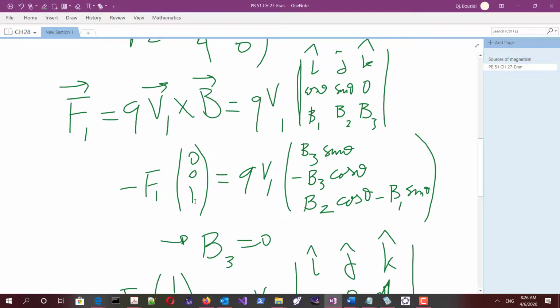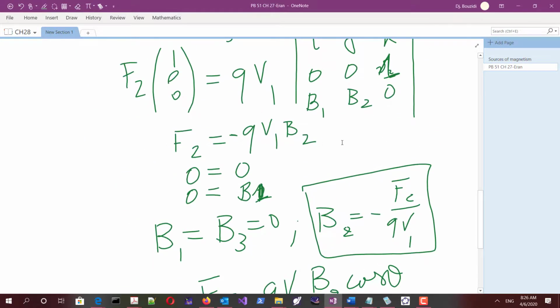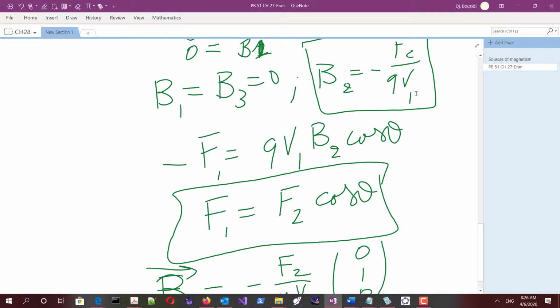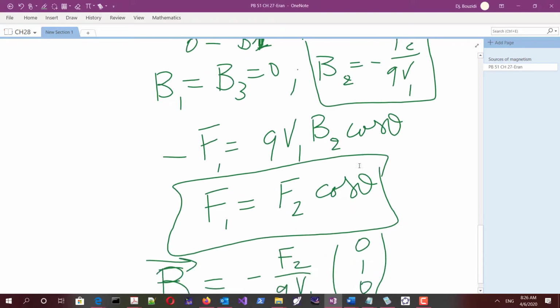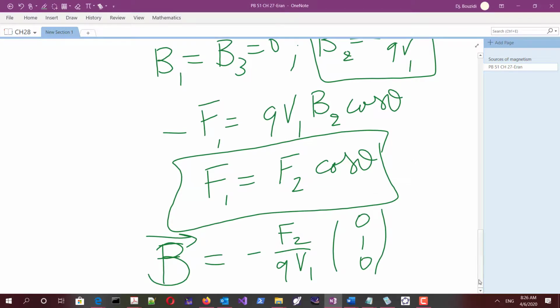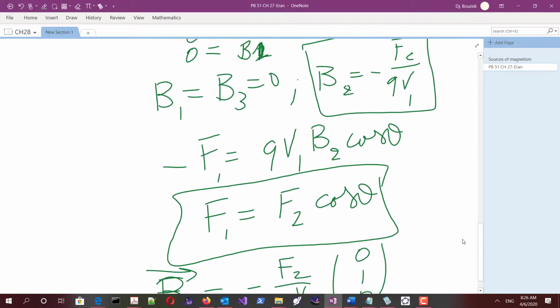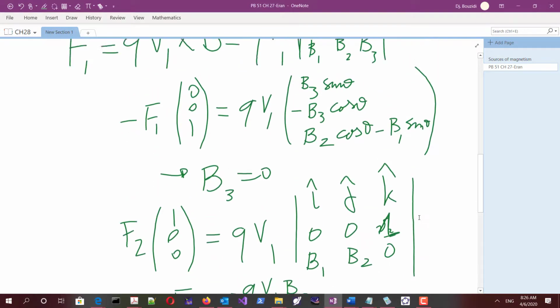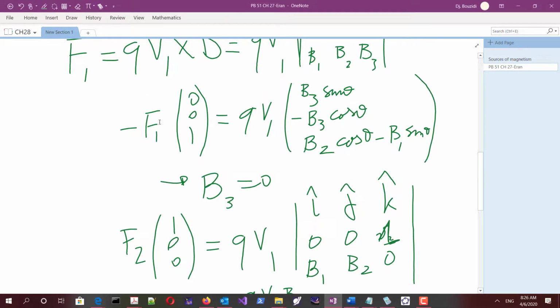Negative F1 times 1 in the z direction is equal to B2 times cosine theta minus 0, because B1 is 0. So basically B2 cosine theta times QV1 is equal to negative F1, but I know QV1 times B2 is, from the previous expression, negative F2. So from there, I have F1 and F2 related to one another this way, and that's basically the answer to this problem. It's simple algebra. I hope you see that. I didn't try this expression, but it's very simple to see.